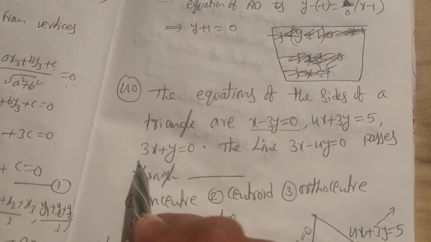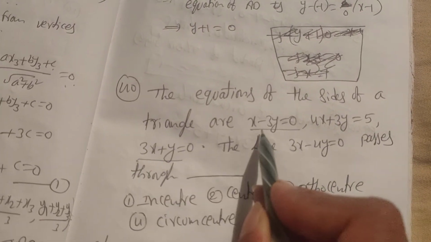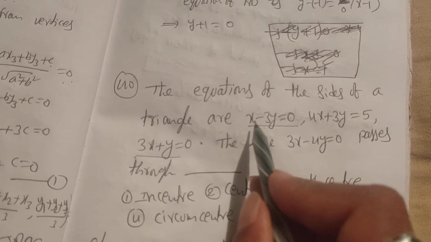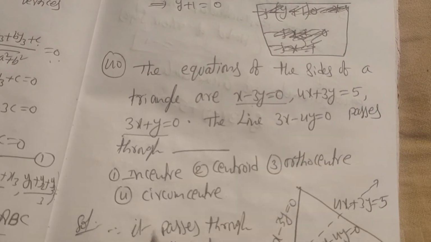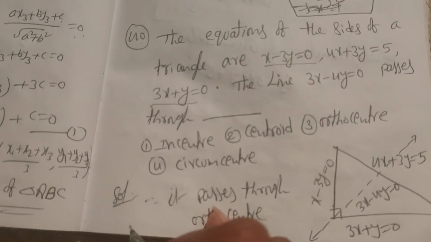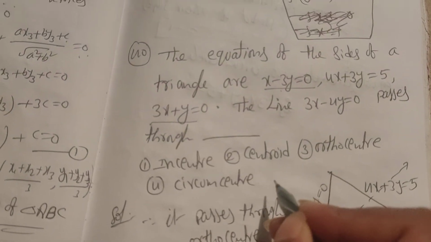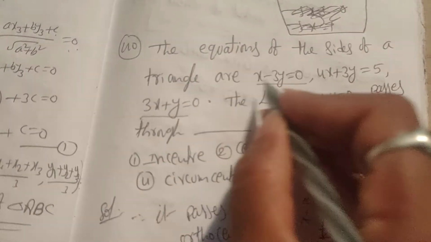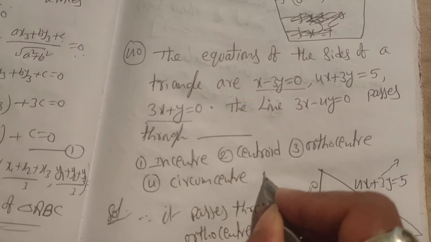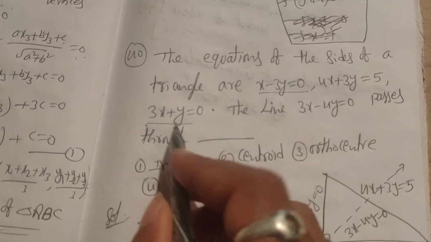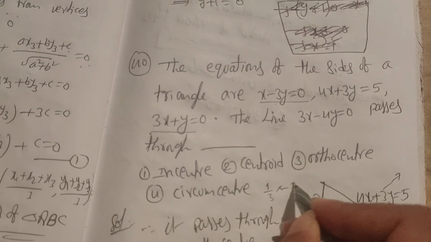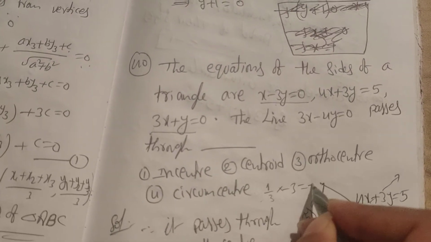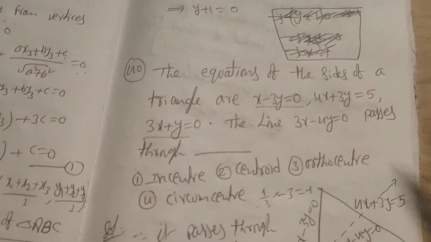This is 3x plus y is equal to 0. Once you go for the slopes of these two lines, the slope of x minus 3y is minus 1 by minus 3, that means 1 by 3, into the slope of 3x plus y, which is nothing but minus 3 by 1, that is minus 3. So the 3s get cancelled, and the product is equal to minus 1. That means these two lines are perpendicular.